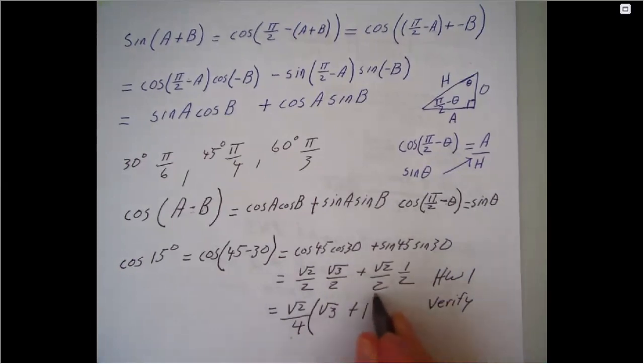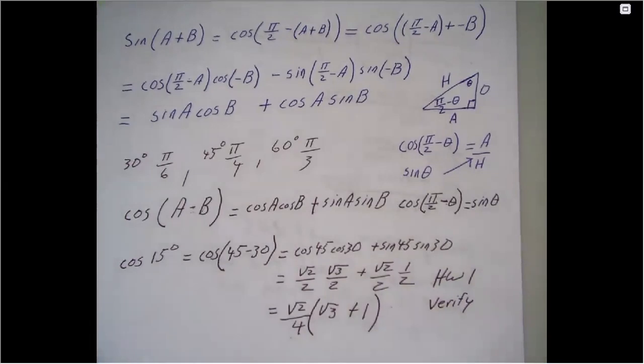You know, that algebra or arithmetic, whatever you want to call it, seems a little tricky. But really, if you just take a look here, root 2 is common to both terms, right? 2 times 2 in the denominator is common to both terms. So this is how you would simplify this algebraically.